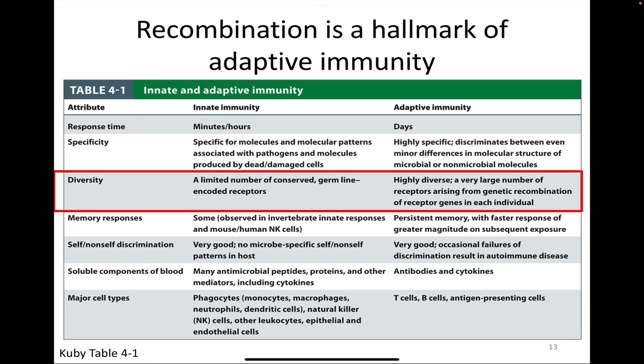When we looked at the difference between innate and adaptive immunity earlier, we usually had something that said something like diversity. And innate immunity would say something like a limited number of conserved germline encoded receptors. That just means there's some receptors and they're encoded by normal old genes and nothing fancy happens. And with adaptive immunity, it says highly diverse, a large number of receptors arising from genetic recombination of receptor genes in an individual.